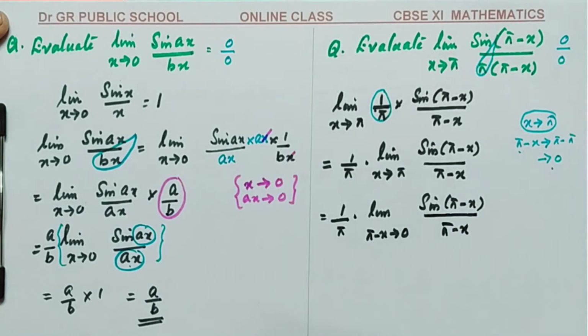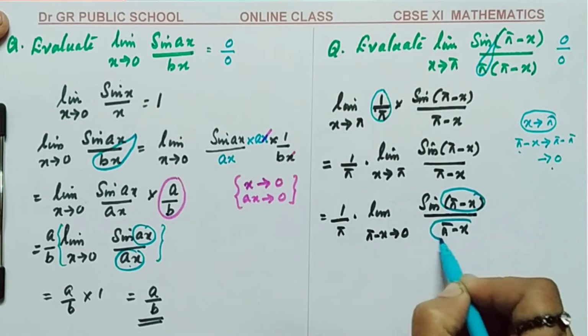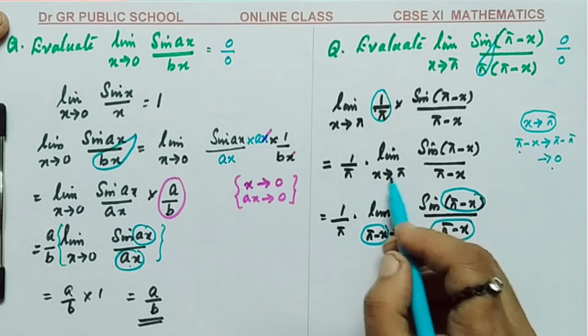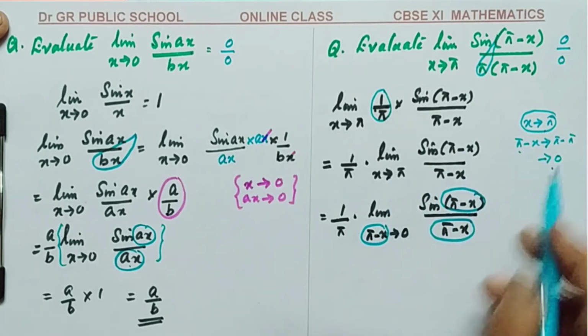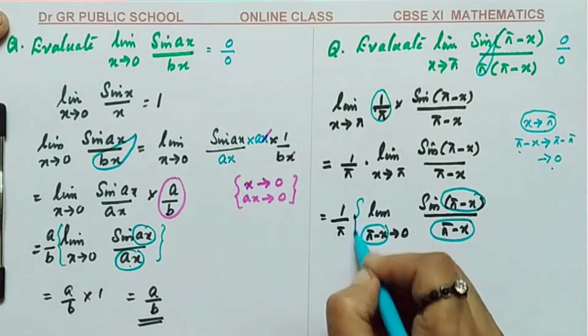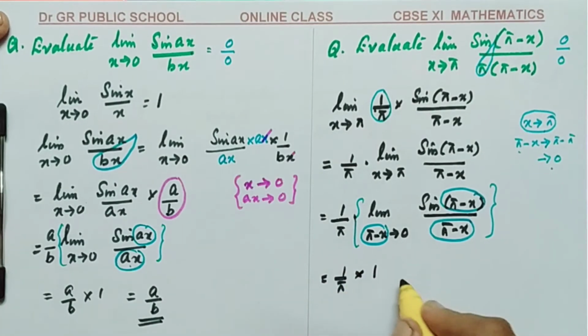As per our standard limit, if here is pi minus x, the same pi minus x needs to come in the denominator, and that pi minus x tends to 0. So, x tends to pi is equivalent to pi minus x tends to 0. Now, this much result you can apply as the standard result 1. So, the remaining is 1 by pi into the standard result 1. So the answer is 1 by pi.